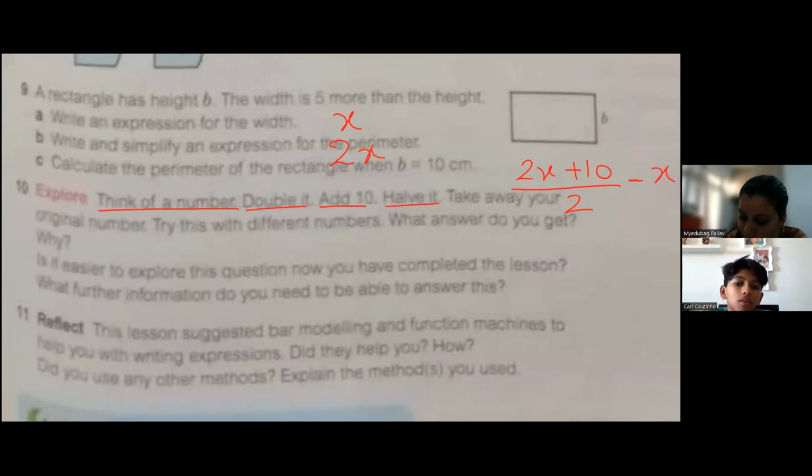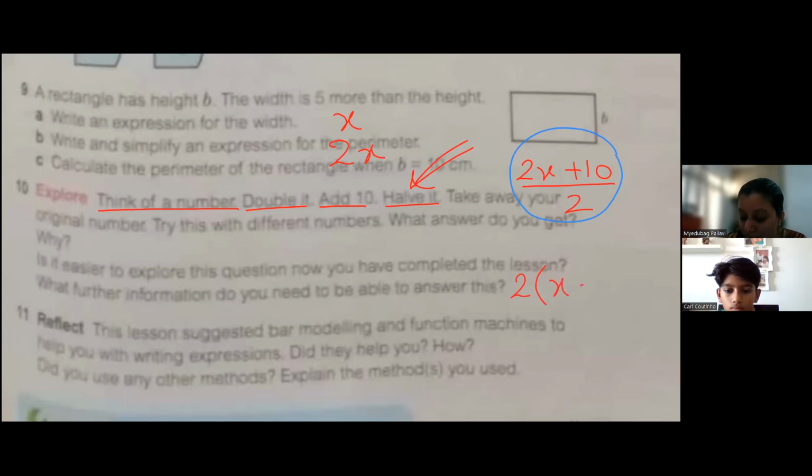It was x. Before taking out the original number, let's look at this expression, 2x plus 10 divided by 2. If we want to simplify this, what can we do? Out of 2x plus 10, can we take out 2 as common? Because between 2 and 10, the highest common factor is 2. So we can take out 2 as common. What we are doing is factorizing it.